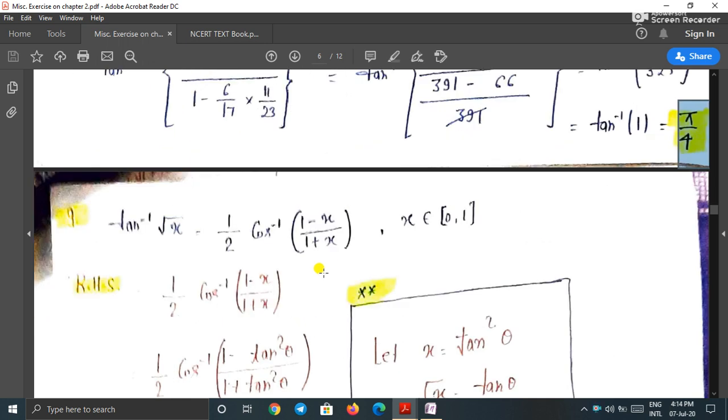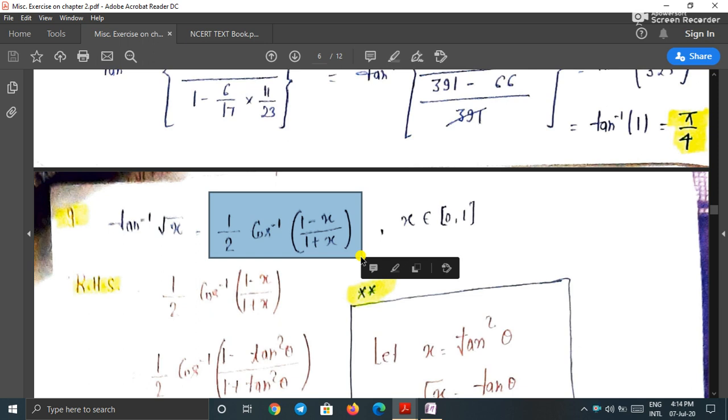Now see the next problem. Tan inverse under root x is equal to 1 upon 2 cos inverse (1 minus x) upon (1 plus x). First of all, we will check from which side this question can be proved easily. Son, the left hand side is given as tan inverse under root x. You cannot sort it out any more than this. Means you have to prove this question from the right hand side, 1 upon 2 cos inverse (1 minus x) upon (1 plus x).